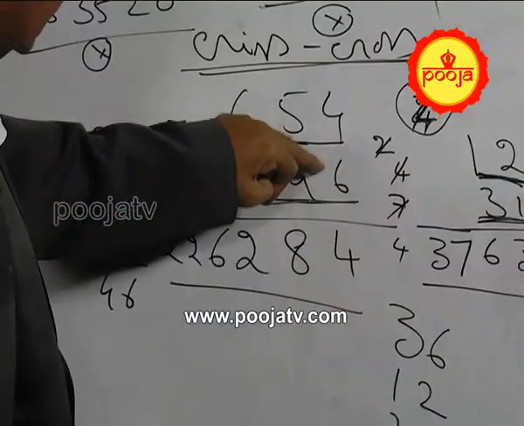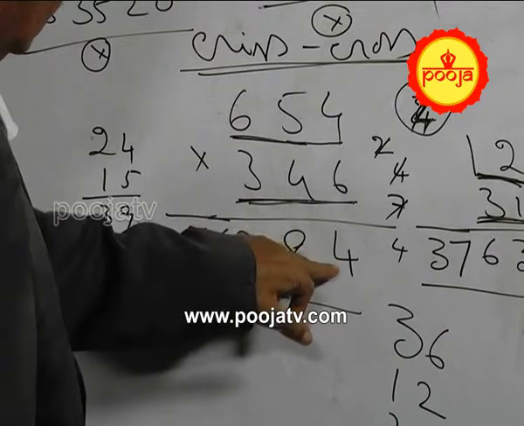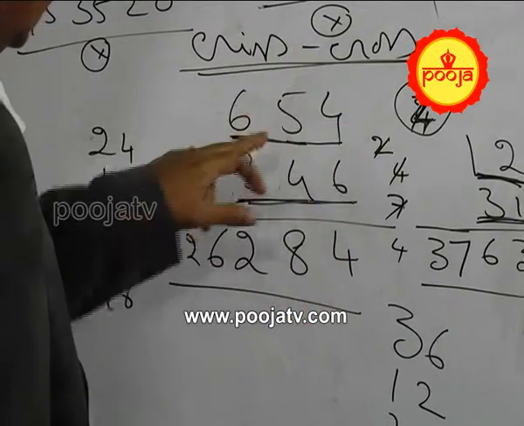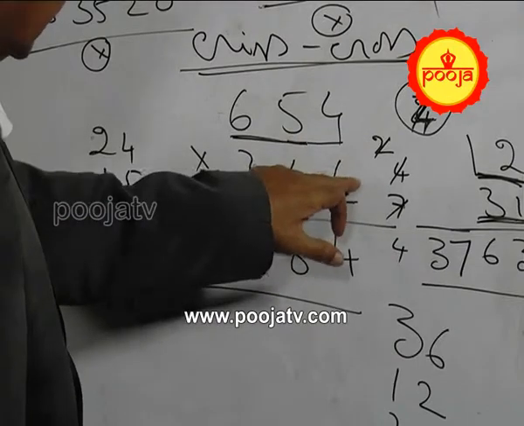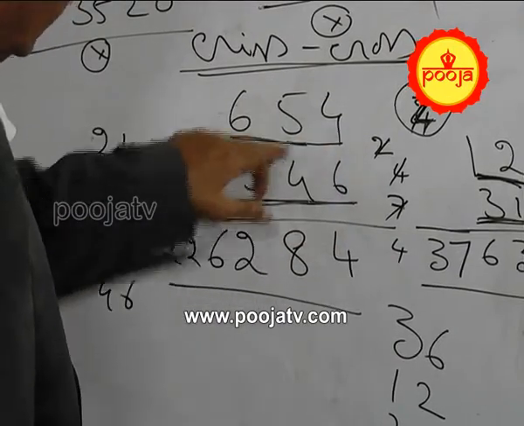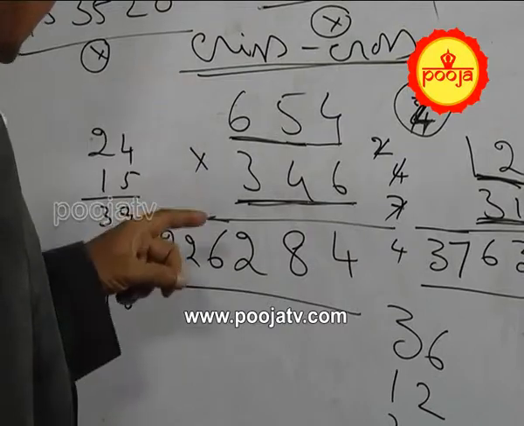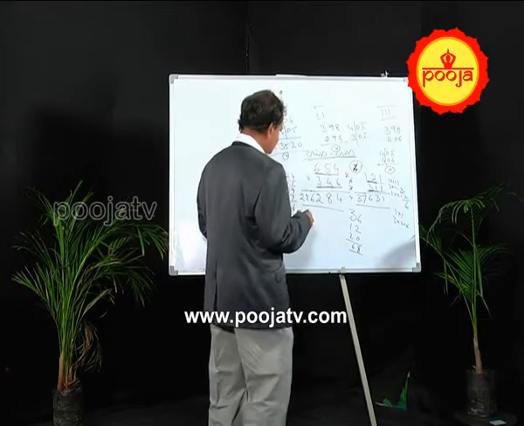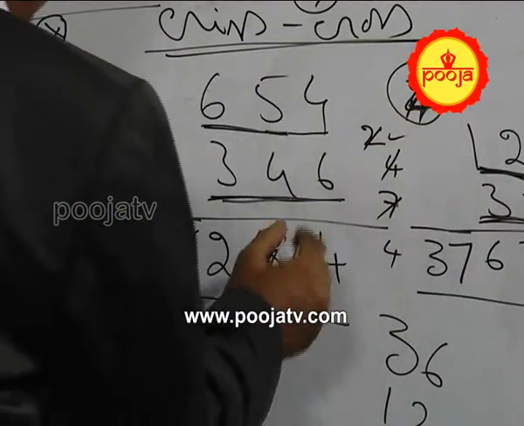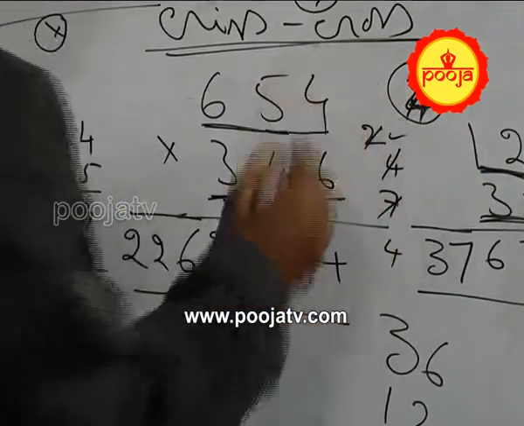First, 6 into 4, 24. 4 here, 2 outside. Next, cross multiplication of 54 and 46. 6 into 5, 30. 4 into 4, 16. 30 plus 16, 46. 46 plus 2, 48. So, 8 here, 4 outside.